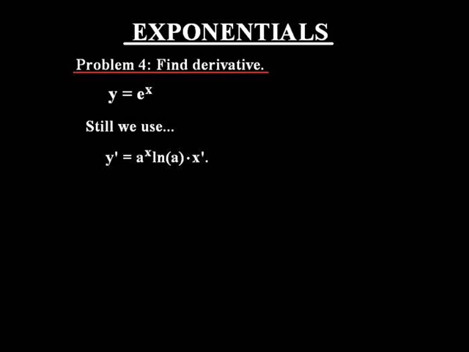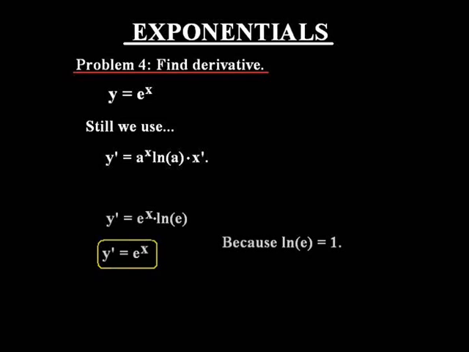Find the derivative of y equals e to the exponent x. This looks familiar. Still, we use the already known derivative of an exponential, and we get y prime is equal to e to the exponent x multiplied by ln of e. And ln of e simply equals 1, so we just get y prime equals e to the exponent x. We already knew that. Nothing surprising there. Let's move on to some stuff that's a little bit more difficult, shall we?